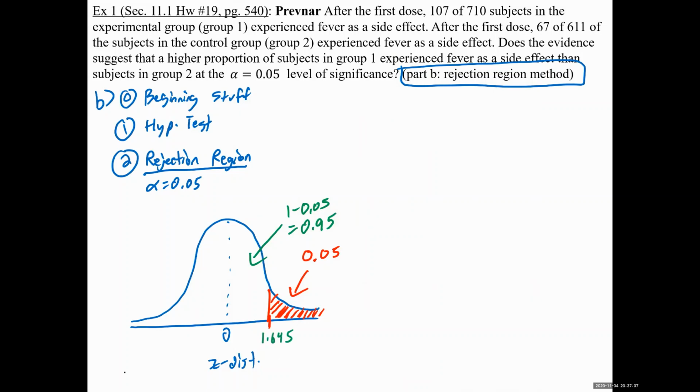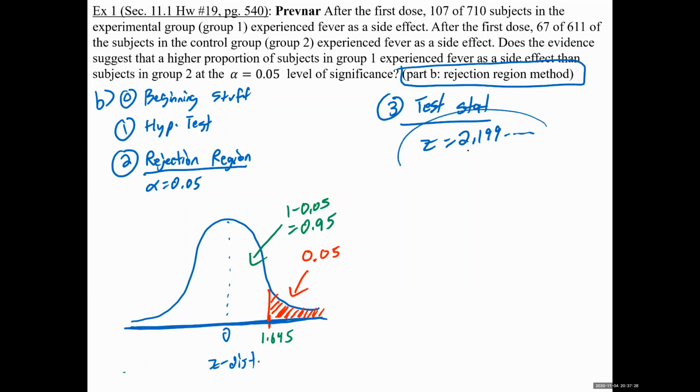Any questions on the rejection region part? Okay, then you would do the test statistic. We already did that, so I'm not going to do it again, but just let me remind you that it was Z equals 2.199, some other stuff. And then you want to see where that number lands on the number line in the picture on the bottom. So 2.199, if you check it out, it's bigger than 1.645. That makes us land in the rejection region.